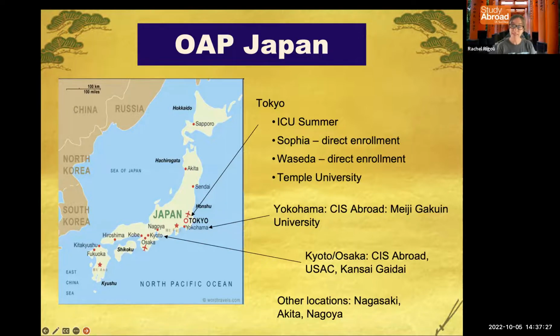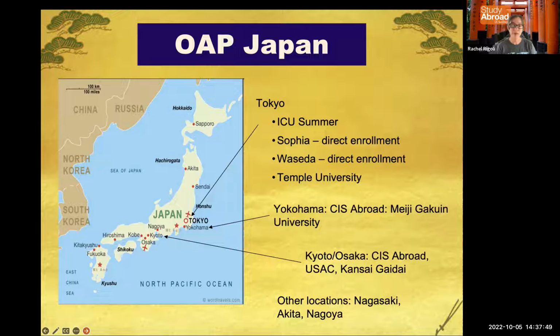Temple University has a Japan campus. Temple University is an American university located in Philadelphia, and they have a Japan branch campus. They actually offer internships. They have a lot of classes in English. I think they have a computer science department. So I've had a few students do the Temple University program.